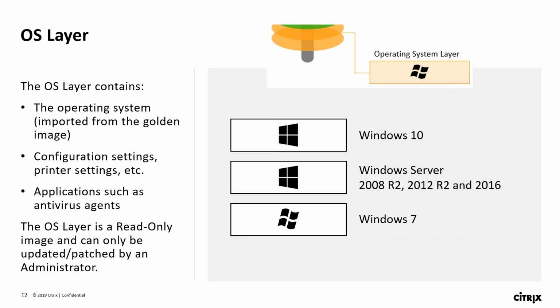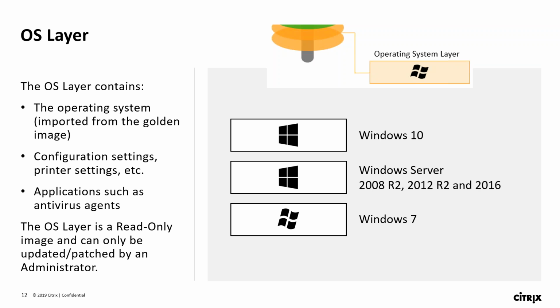Now that we have the nomenclature out of the way, let's dig a little bit deeper into the different layers. The operating system layer. As you can see on the screen, the operating system layer contains, obviously, the operating system, built to a golden image, built to the specifications that are required within your environment. It contains configurations, settings, printers, printer settings, and so on. And the printers that it contains are the drivers.